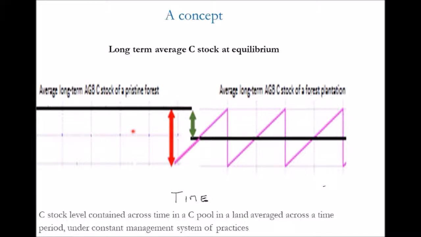For each land use and for each specific management system within a land use, it's possible to calculate the average long-term carbon stock. Here, on the left, the black line is the average long-term carbon stock of a forest plantation. In the forest plantation, the carbon stock increases because of forest growth, then it is harvested, then it starts increasing again, and so on average, what the atmosphere sees is this sequestration.